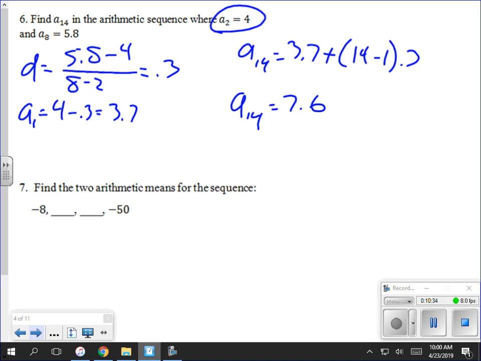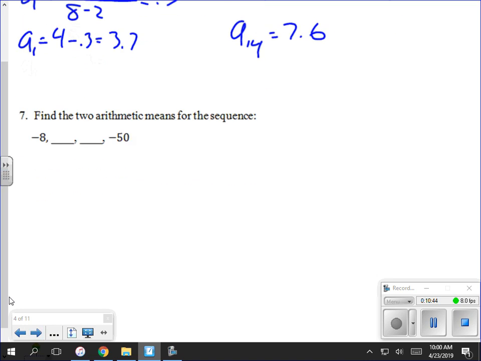To do number 7, find the two arithmetic means, in other words, fill in the blanks. So what you need to do first is you need to find D, the difference. Last term minus the first term divided by how many I need to go to get between the two. And I go 1, 2, 3 times, so it's divided by 3. So negative 50 minus negative 8 divided by 3, and I get negative 14.